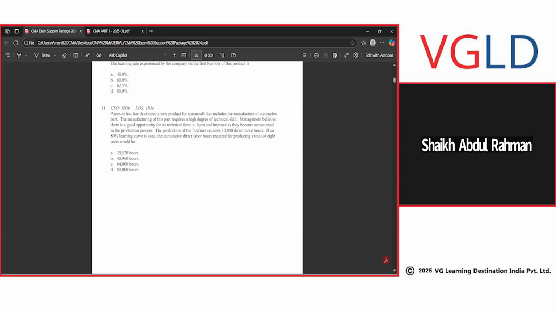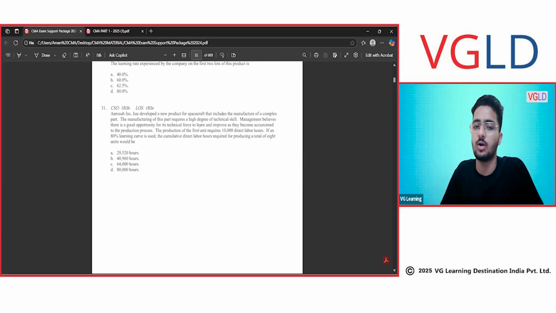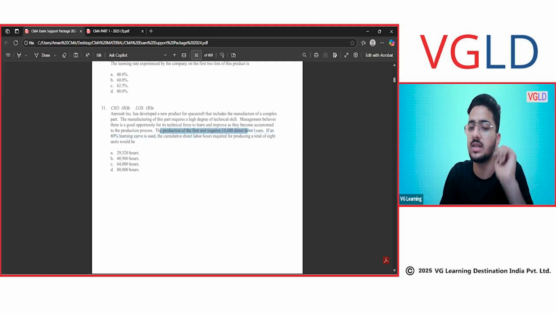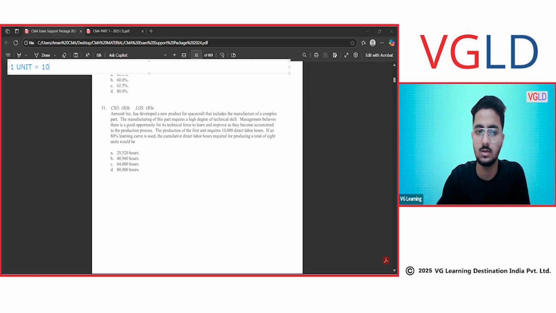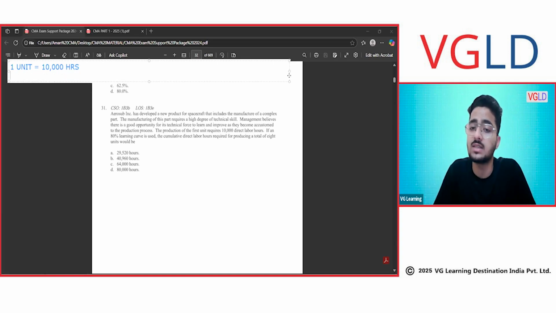Okay. Aerosub Incorporation has developed a new product for a spacecraft that includes the manufacture of a complex part. The manufacturing of this part requires technical skill and everything. So that's the same question. The production of the first unit requires 10,000 labor hours. Now, if an 80% learning curve is used, the cumulative direct labor hours required for the production of a total of 8 units. Now they are not asking average, they are asking total 8 units.